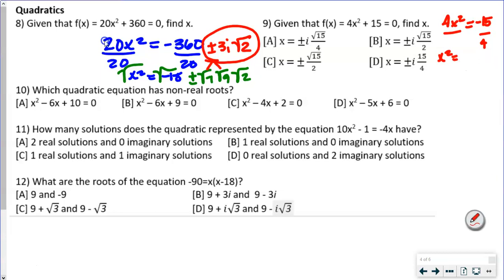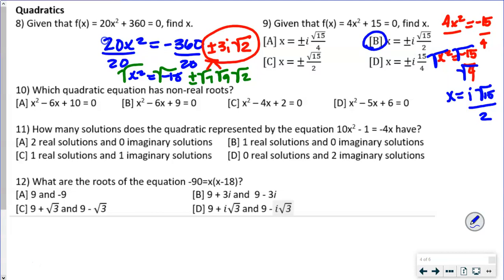So this is negative 15 over 4. Now what am I doing to both sides? Yep, taking the square root. And I'm going to do this to the top and the bottom because it helps you guys see better what's going on. So this is going to be x equals, what's the square root of negative 1? That's i, right? And then that's i square root of 15. And then what's the square root of 4? That's 2, okay? So that means my answer for this one is B, right?